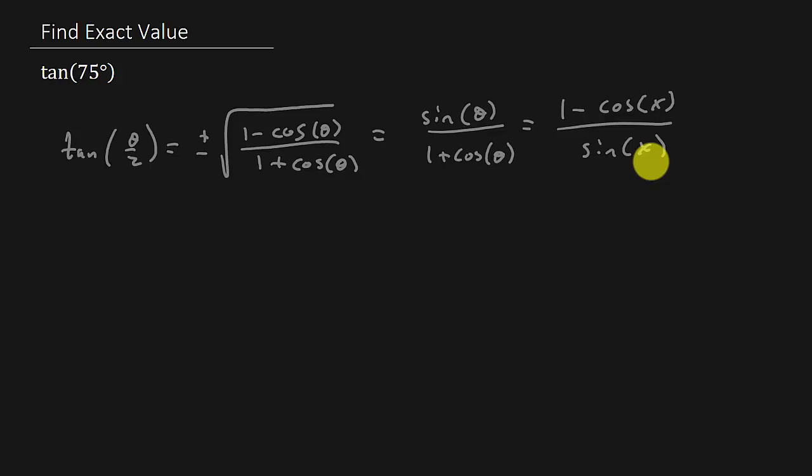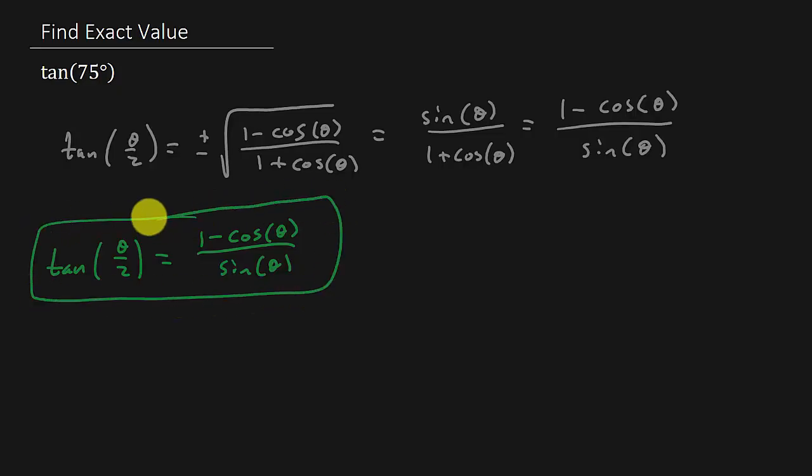All right, so let's first use tangent theta over 2 is equal to, let's do the 1 minus cosine theta over sine theta. And yes, those over here should be thetas instead of x's. All right, so let's do this one first. This is the first formula that we're going to use.